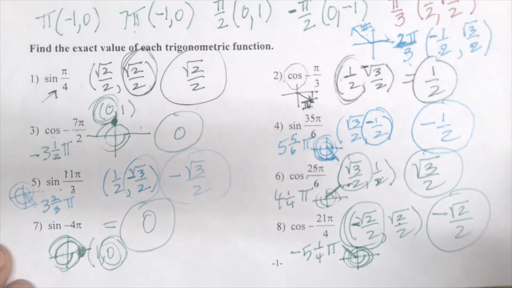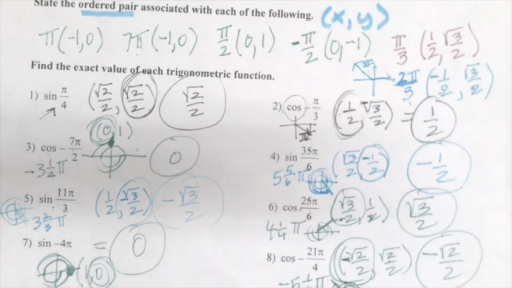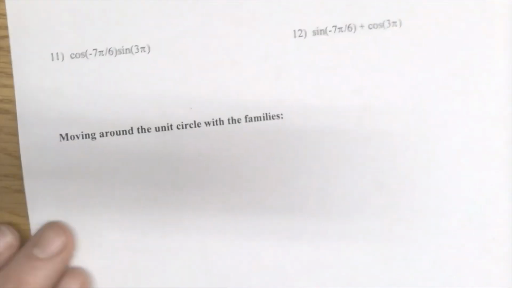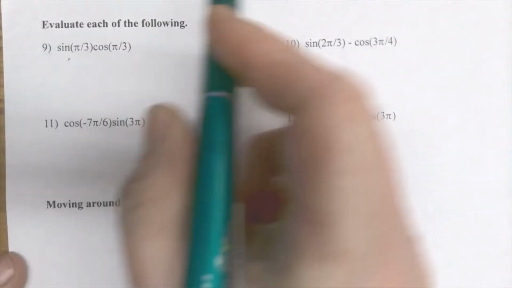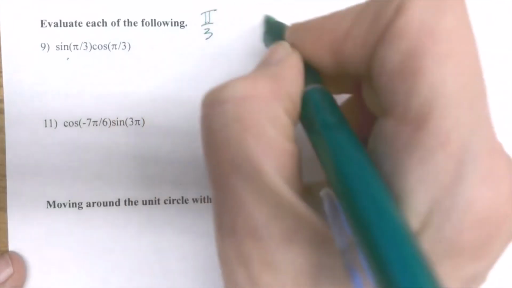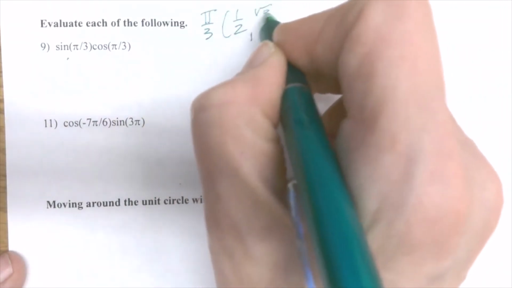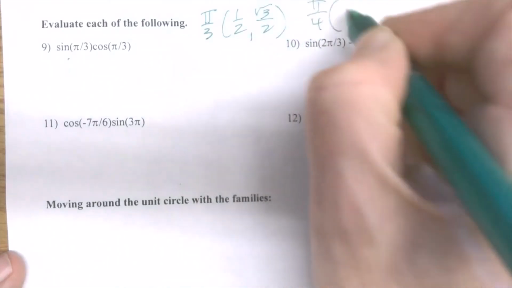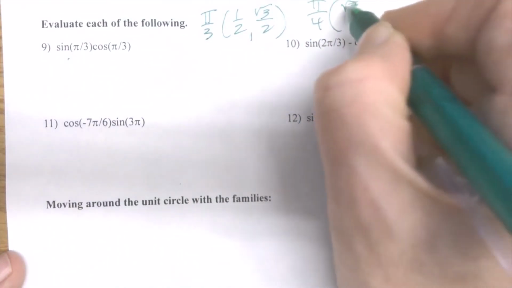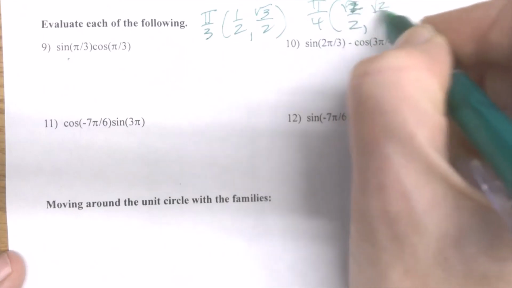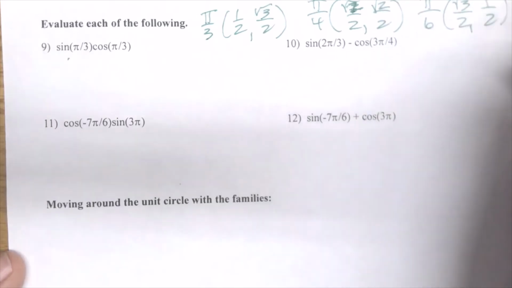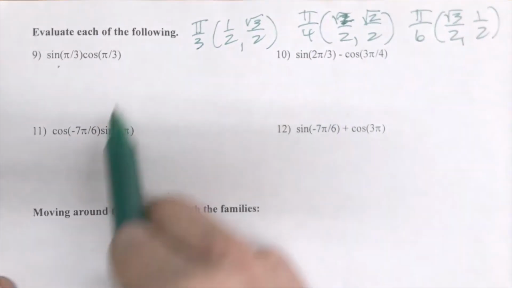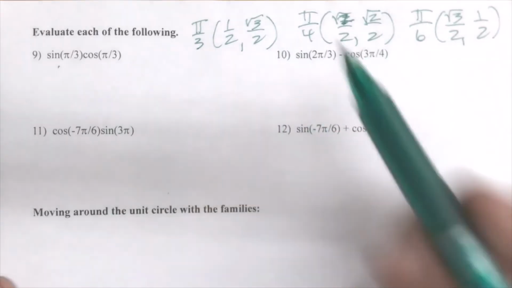On the next page, we're going to be dealing with that same stuff. We're just going to take it one step further. Now I'm going to evaluate. So the sine of pi over 3, again, I'm going to be looking at my families: pi over 3, 1/2, square root of 3 over 2; pi over 4, square root of 2 over 2, comma square root of 2 over 2; and then pi over 6, which is the square root of 3 over 2, comma 1/2. I'm going to be dealing with those families again, doing exactly what we did on that other side.